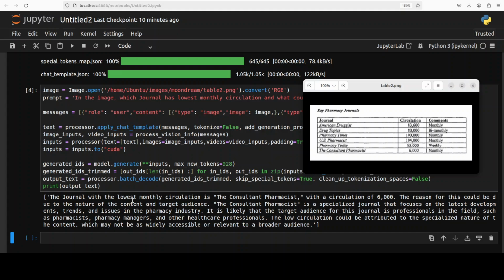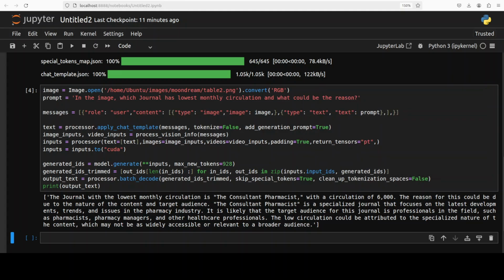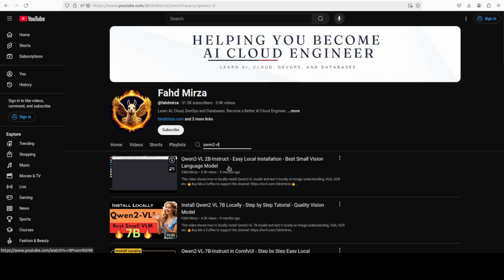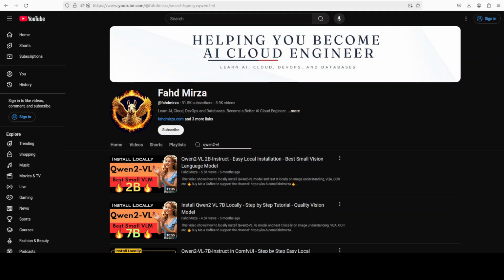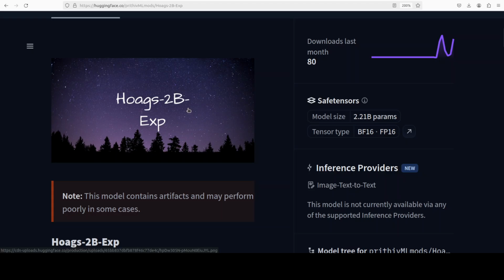Other than that, I think if we just need to do VQA, OCR, image understanding, we can simply keep using our original Qwen model, which I already showed you here. Its size is less, its VRAM footprint is less. So I believe a lot of work needs to be done on this model. Let me know what you think.